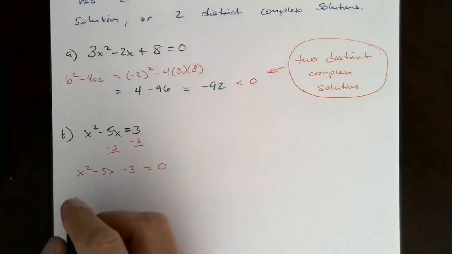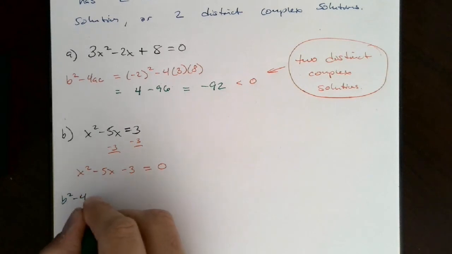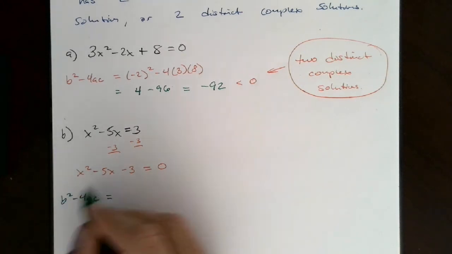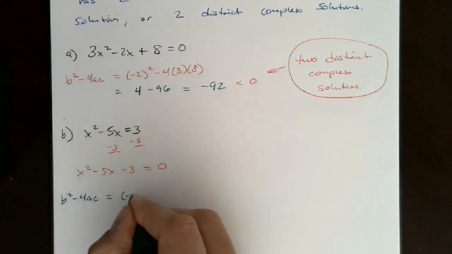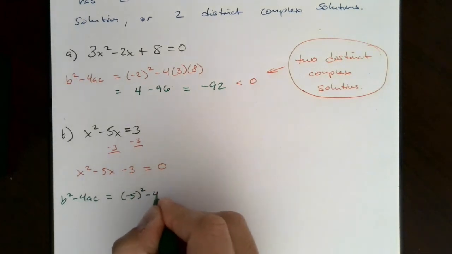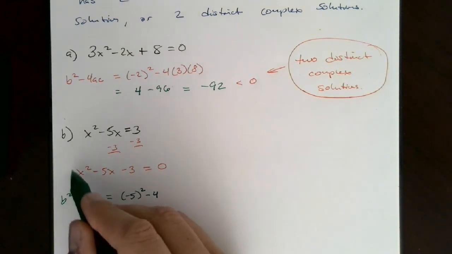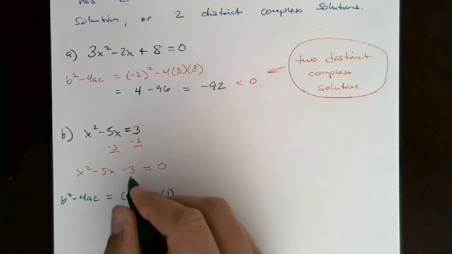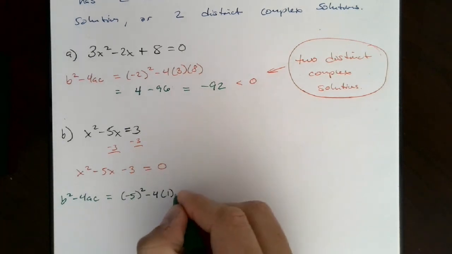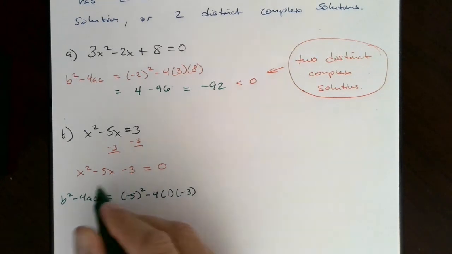So we're going to use the discriminant, the b squared minus 4ac. Well, what's b? b is negative 5, so it's going to be negative 5 squared minus 4 times a, which in this case is 1. If you don't see a value there, remember it's 1, times c, which is negative 3. Remember, just using the coefficients, not the variables.